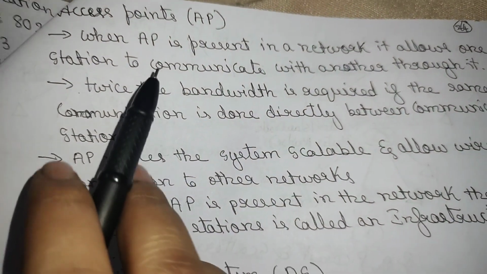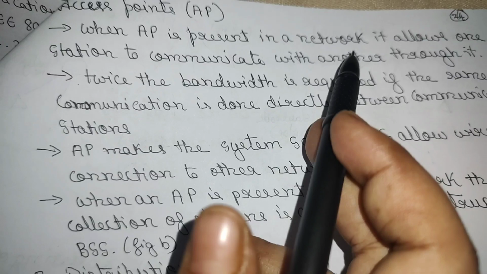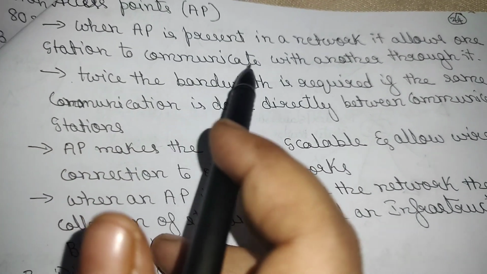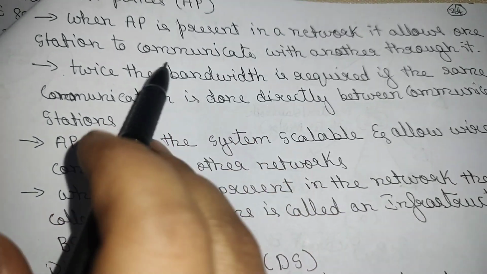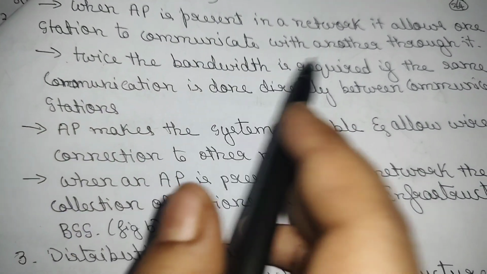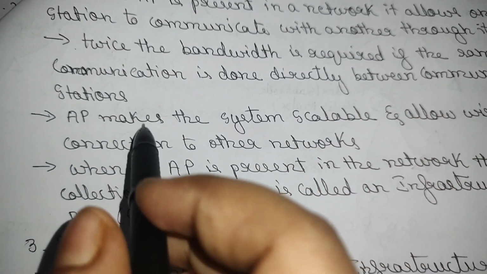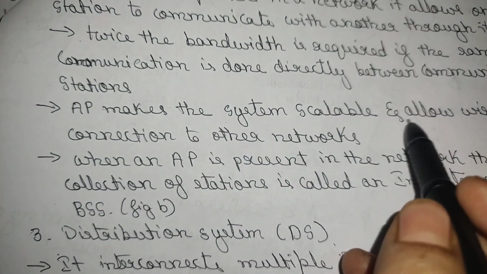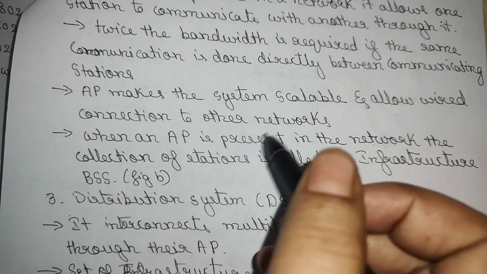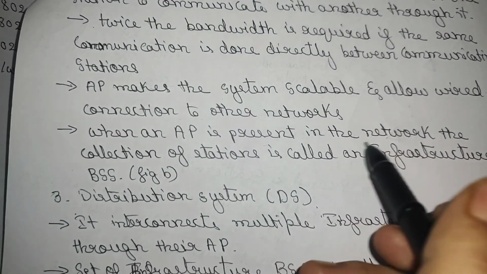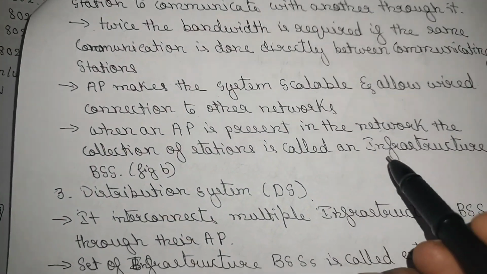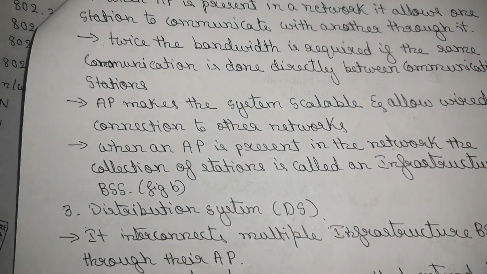Access points: when an AP is present in a network, it allows one station to communicate with another through it. Here twice the bandwidth is required. AP makes the system scalable and allows wired connection to other networks. When an AP is present in the network, the collection of stations is called infrastructure BSS.